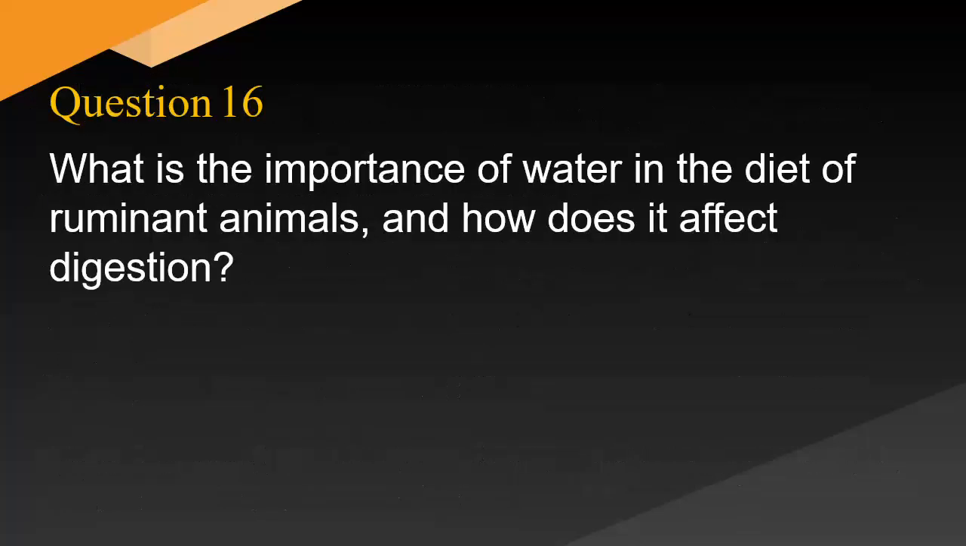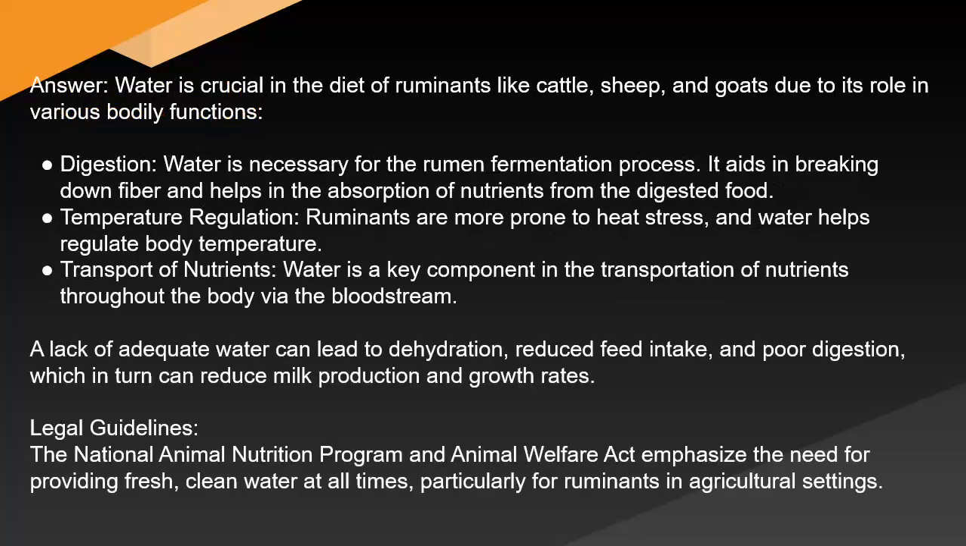What is the importance of water in the diet of ruminant animals, and how does it affect digestion? Answer: Water is crucial in the diet of ruminants like cattle, sheep, and goats due to its role in various bodily functions. Digestion. Water is necessary for the rumen fermentation process. It aids in breaking down fiber and helps in the absorption of nutrients from the digested food.